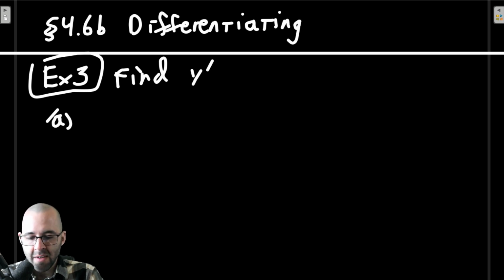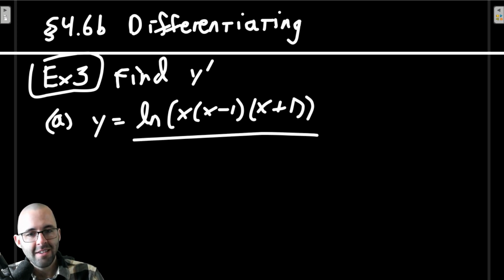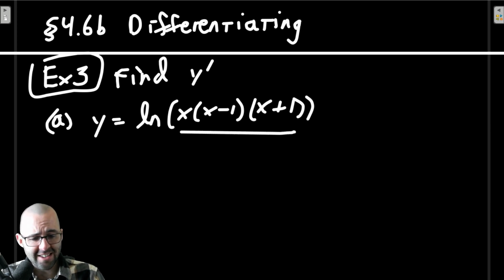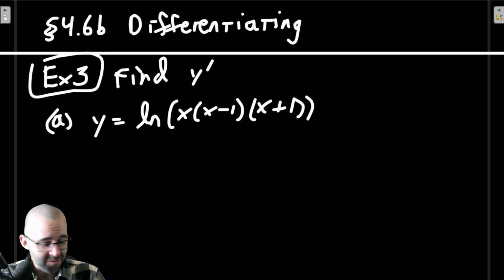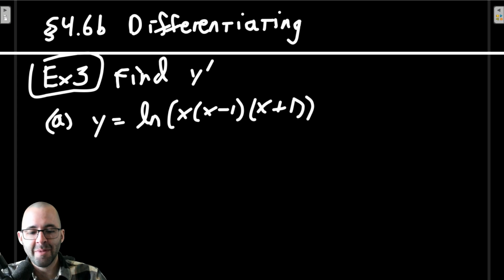where part A, y is going to equal the natural log of x times x minus 1 times x plus 1. And you look at this, and you say, Jason, this looks terrible. I'm going to have to take the derivative of natural log. That's 1 over the inside. And then I'm going to have to use the chain rule and multiply by the derivative of the inside, which is the product rule twice. Jason, I'm going home. I'm quitting this class. I'm getting an F. It doesn't matter.